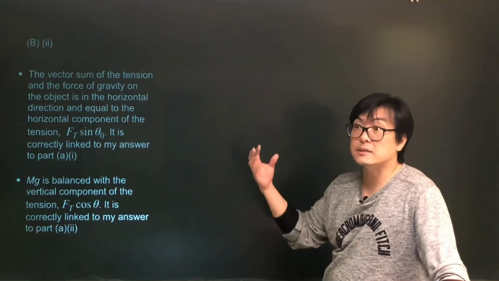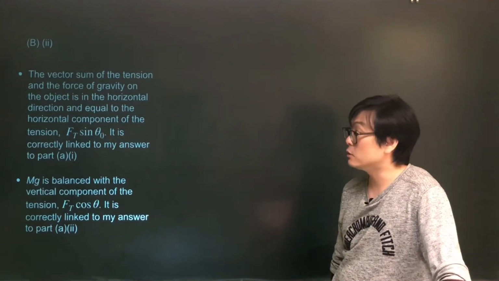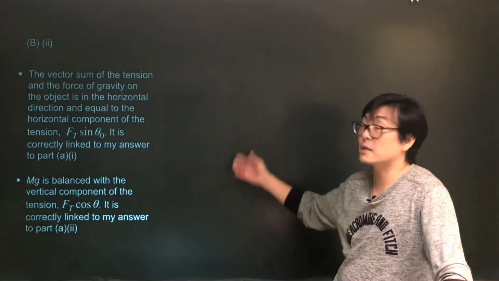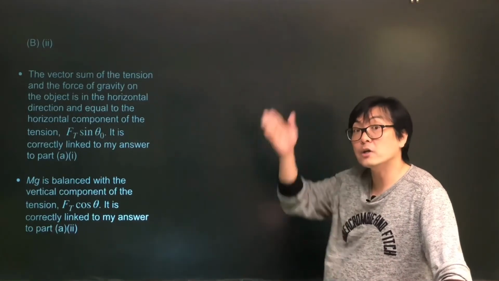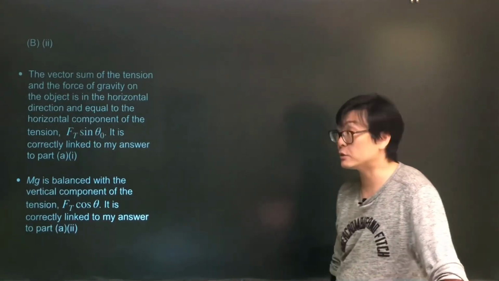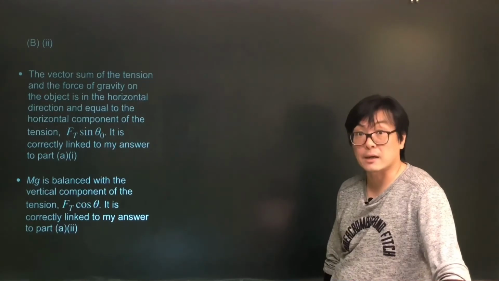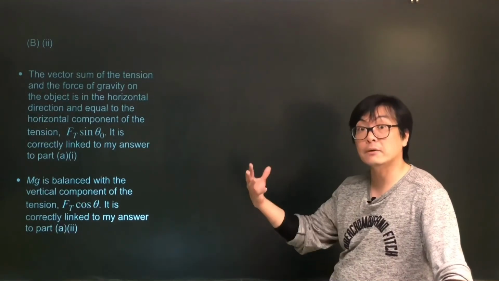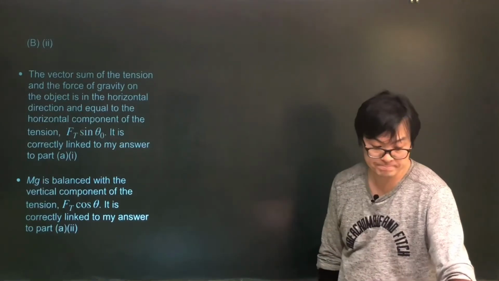Since the question says on an aspect or a step, you can use the free body diagram. You can just say, according to my free body diagram, it clearly shows the vertical component of the tension is balanced with mg for part A2, which is equal to tension cosine theta. So you can use your free body diagram to answer this connection part. Okay?